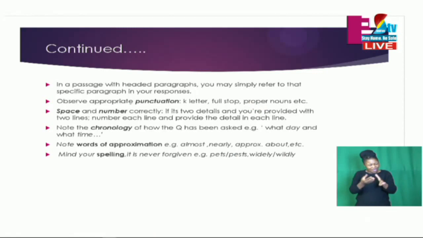In a passage with headed paragraphs, usually exercise 1, you may simply refer to that specific paragraph in your responses. So if there is a subtitle and you are asked a question specifically for that particular paragraph, you simply go straight to that paragraph instead of going back and reading the whole text, my dear learner. Say, for example, the passage is on fruits, then they ask you a question on vitamin C, which is on a paragraph subtitled oranges. Then you simply go straight to that paragraph with that subheading or subtitle, and you pick the answer from there. Okay, then we move on, my dear learner.